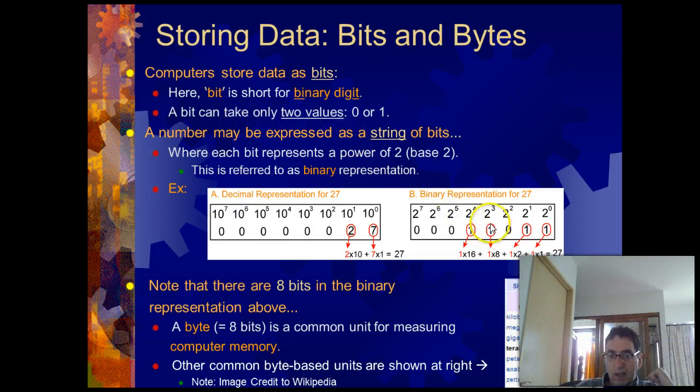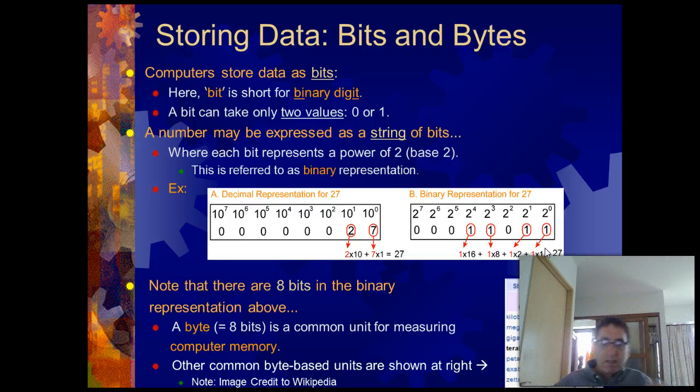So 1 here means 1, 2 to the first. This means 0, 2 to the second. This means 1, 2 to the third. This means 1, 2 to the fourth. Where each bit represents a power of 2, this is called base 2. This is referred to as binary representation. So again, this would be called the binary representation of the quantity 27. So 1, 1, 0, 1, 1 would be called the binary representation.